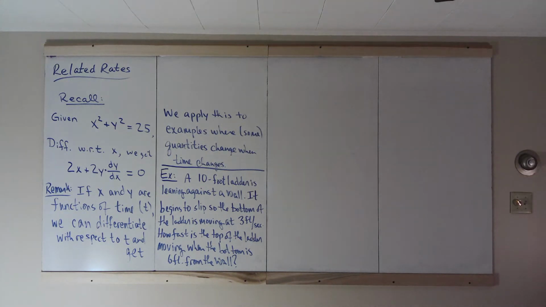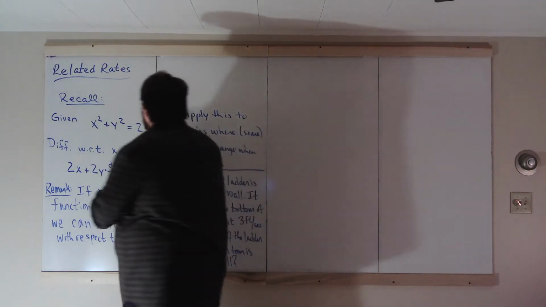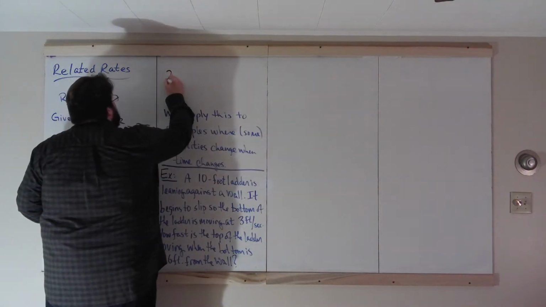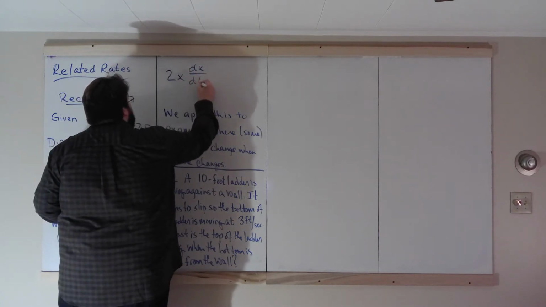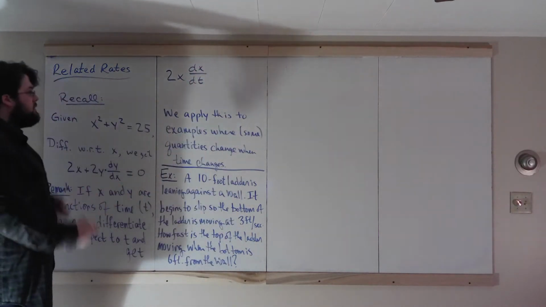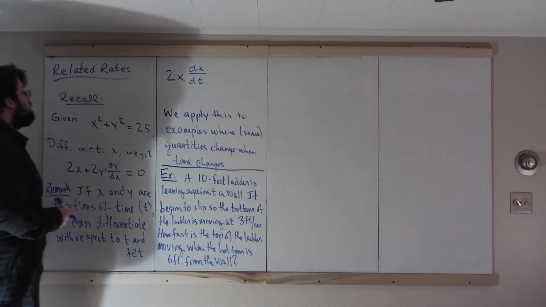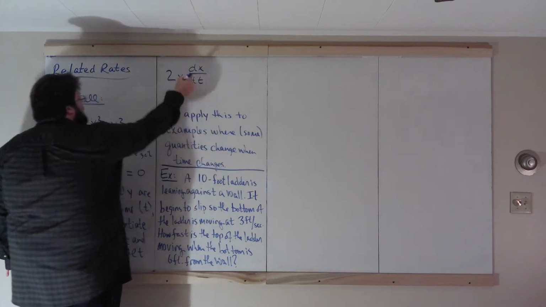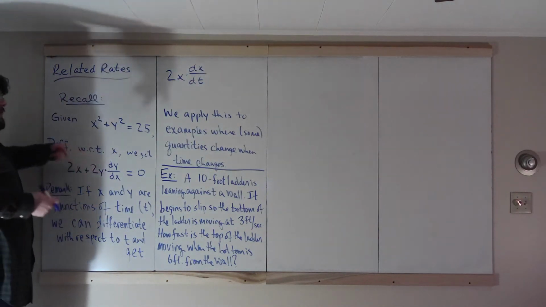And what do we get? Well, x is a function of time, so we have to apply chain rule just like we did here. X is a function of time, so 2x, and then multiplied by dx dt, how x is changing as time is changing by the chain rule. X is a function of time. Just like here, y was kind of a function of x.